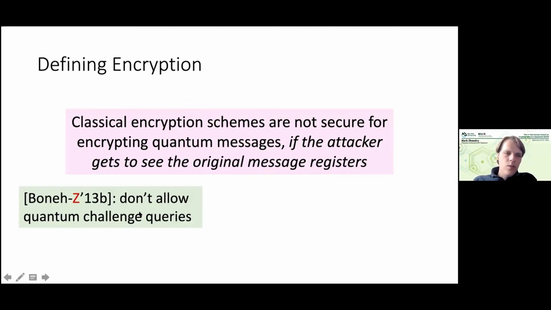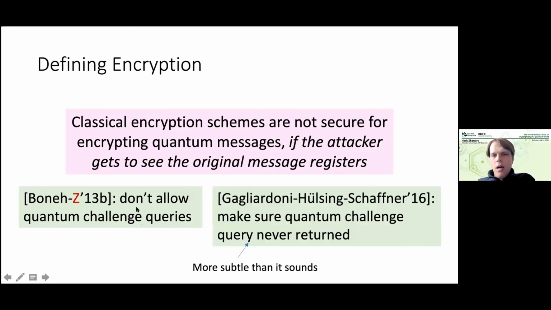So our solution was just to say, don't allow these quantum challenges. Subsequent work came up with better definitions. We won't talk about them, but they basically came up with a very careful definition to make sure that the quantum challenge query was never returned. And this might sound trivial, but it actually is more subtle than it sounds.